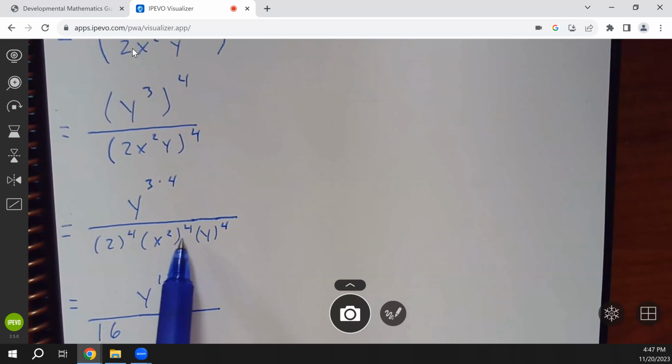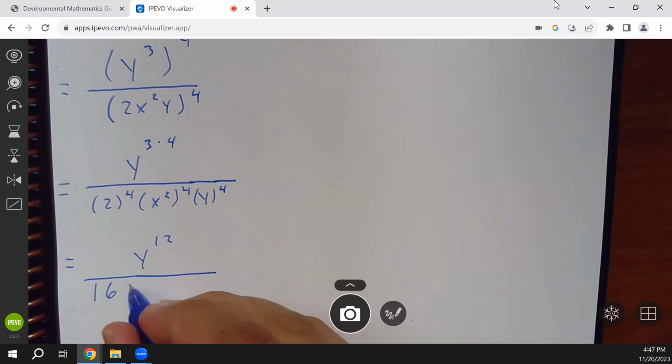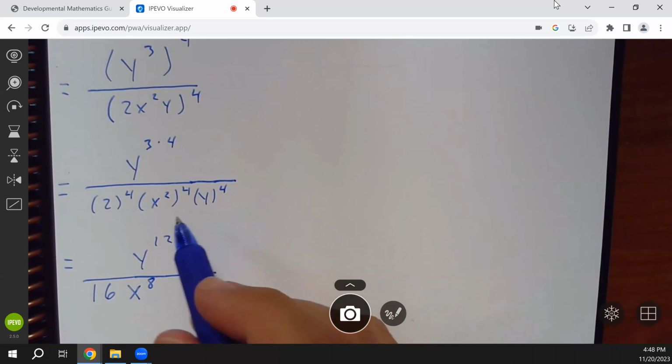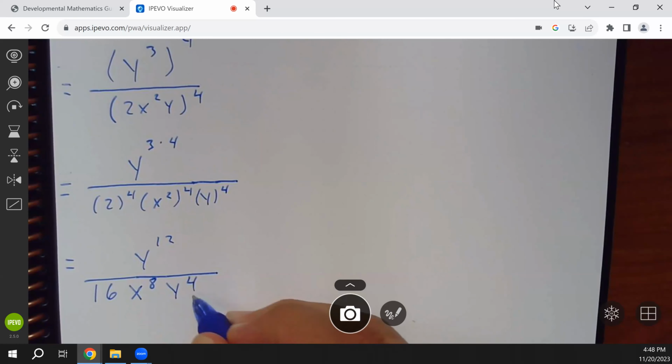What is x squared to the 4? Yeah, 2 times 4 would be 8. And that's just a simple 4.